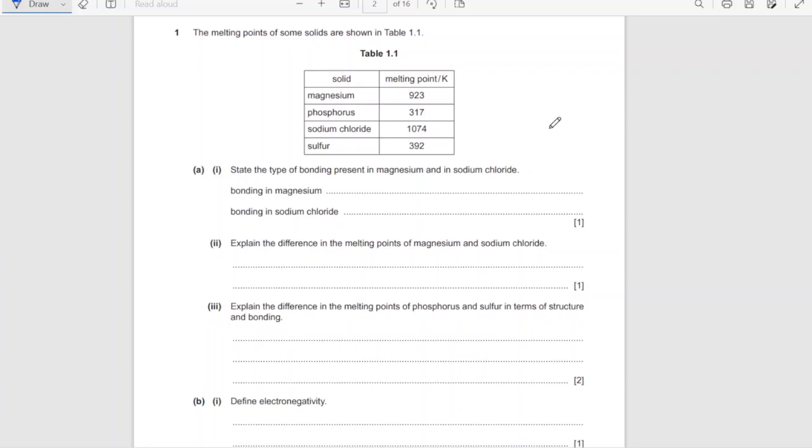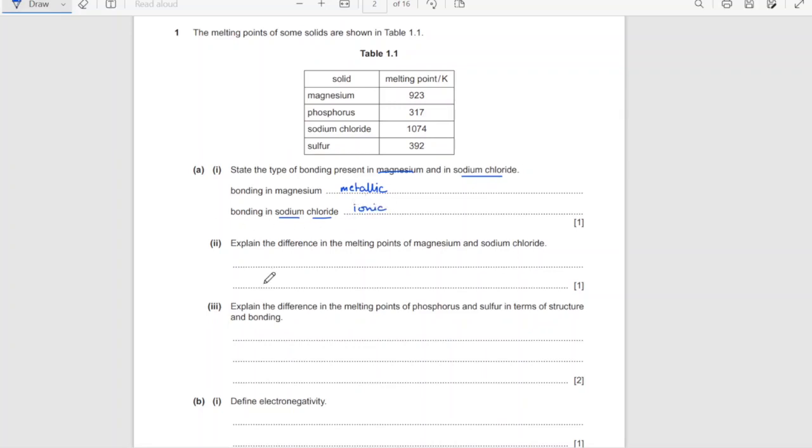All right, so question number 1 is talking about some substances and their melting points. The first question is pretty basic. State the type of bonding present in magnesium and sodium chloride. For magnesium, we know this is a metal, so it's going to be metallic bonding. And for sodium chloride, this is an ionic compound because we have a metal and a non-metal, so it's going to be ionic bonding in this compound.